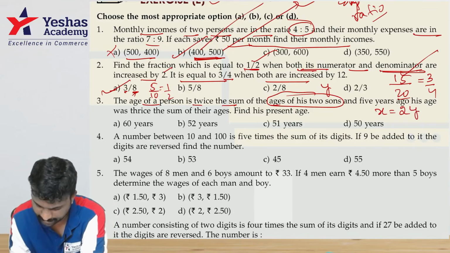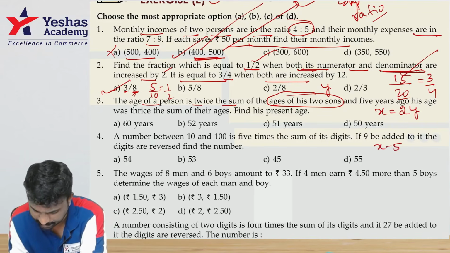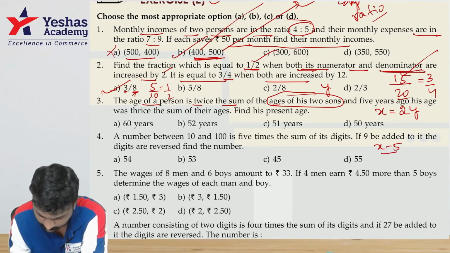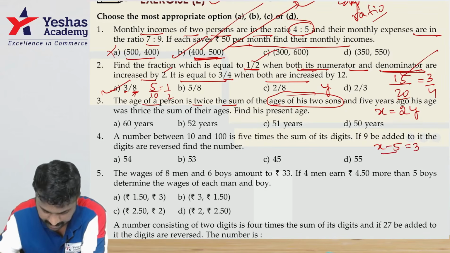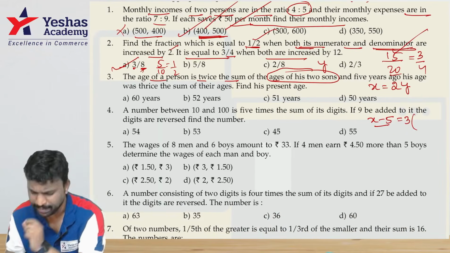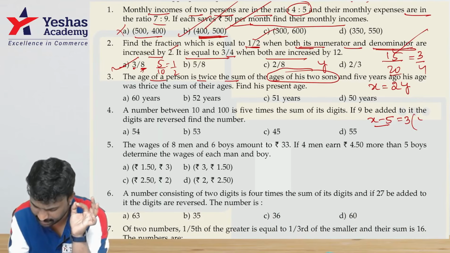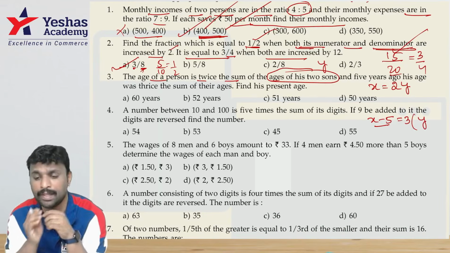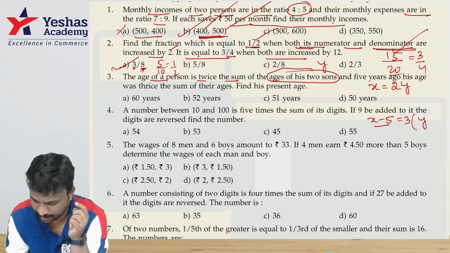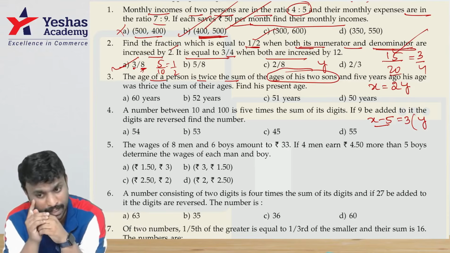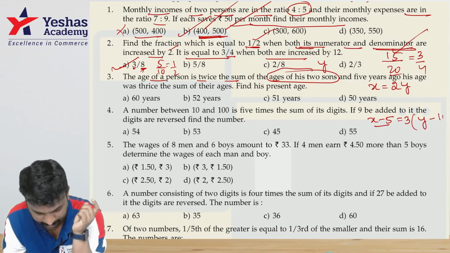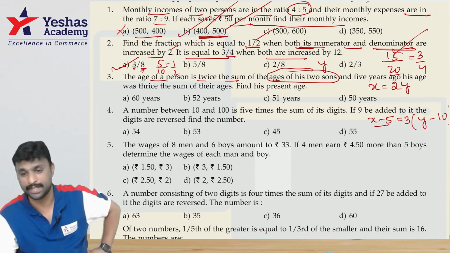5 years ago. Guys, 5 years ago means X minus 5. Yes or no? The person's age is X minus 5, which was thrice the sum of the sons' ages. Guys, tell me, initial sum of the sons' ages, Y. 5 years ago, since there are two sons, both the sons' ages will get subtracted with 5. So the sum would get subtracted by what? 10, because it's minus 5 and minus 5, which is minus 10.